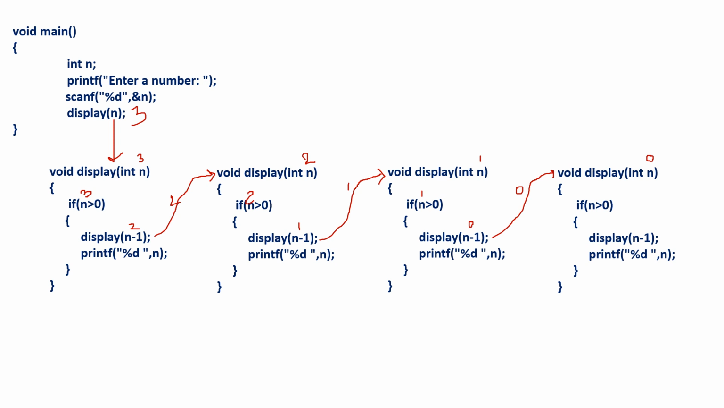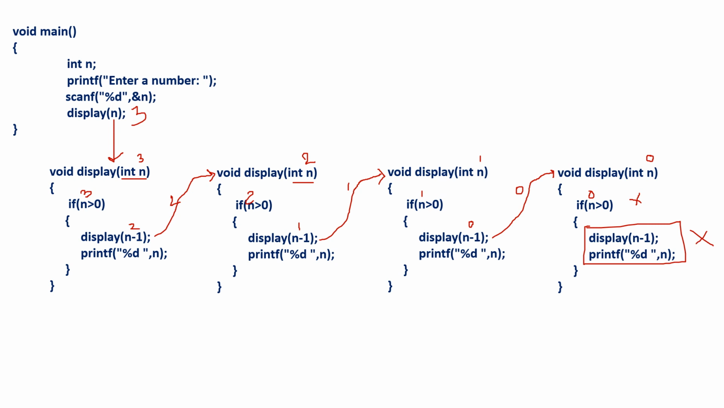Now observe that all these are local variables. This is a local variable to this display function. All the n values are different, because they are assigned different memory locations. They are local variables to their corresponding function copies. In this case the n value is 0. If n greater than 0, 0 greater than 0, this condition is false. That means these statements are not executed.